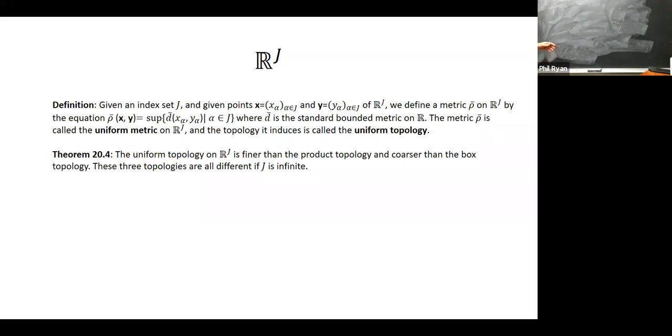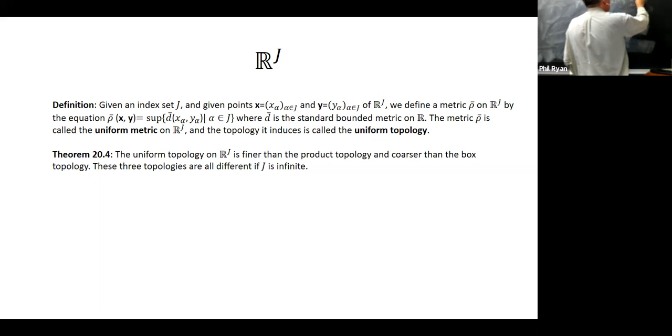Sorry? In the other direction? In the product of open intervals, why are we using epsilon over 2 there? So why are we using epsilon over 2? So if y is an element of U, then the distance between x alpha and y alpha is going to be less than epsilon on 2. That's true for all alpha.